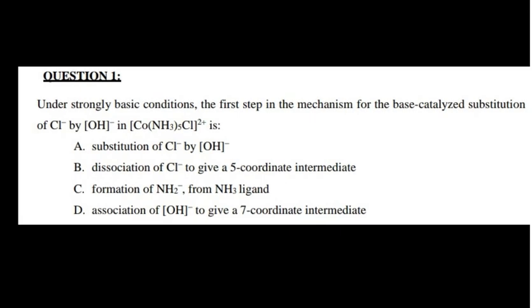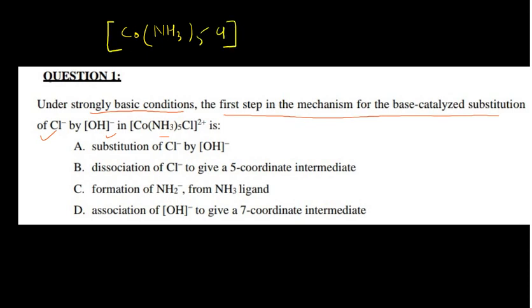You see here, under strongly basic conditions, you are having the strong base. The first step in the mechanism for the base catalyzed substitution of Cl negative by OH negative in this one, what it simply means actually? It's quite an easy problem. Co(NH3)5Cl with 2 positive charge is reacting with OH negative, and definitely this is a strongly basic condition. This reaction is going on actually.